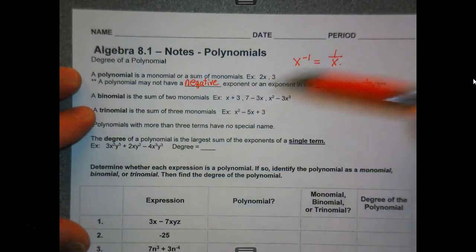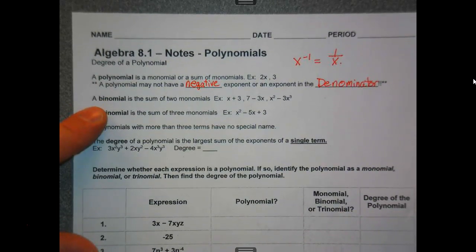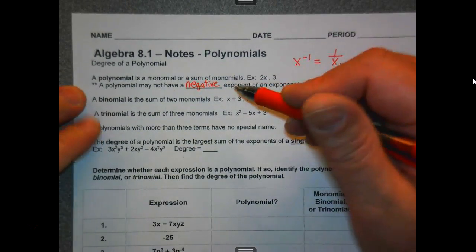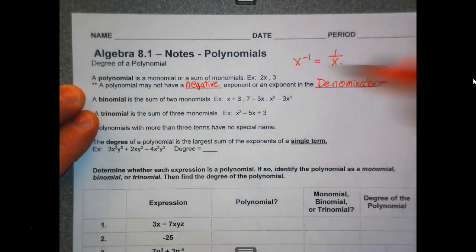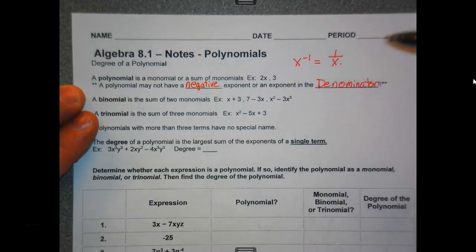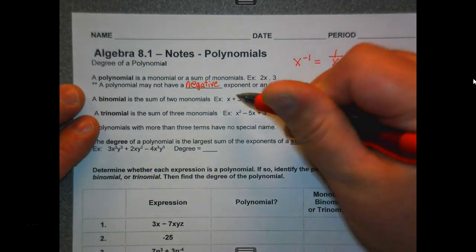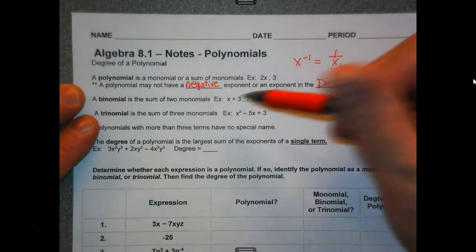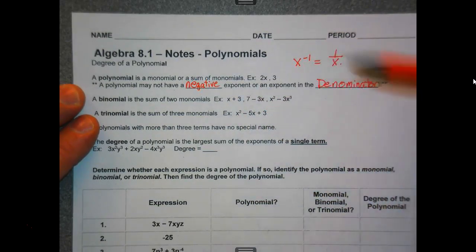Okay, a binomial. What do you think a binomial is? Bi. 2. So I'm going to have 2 monomials. Examples, x plus 3, 7 minus 3x, x squared minus 3x cubed. Now, notice that I have to have a plus or minus sign between the terms, right? So you could kind of put that off to the side here.